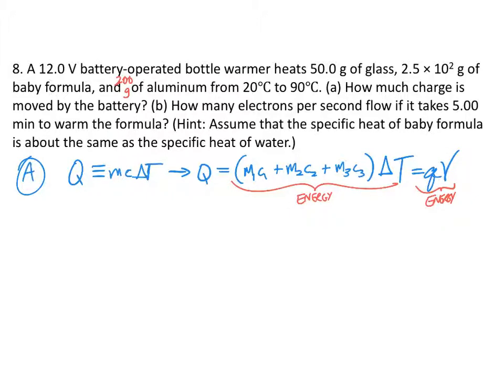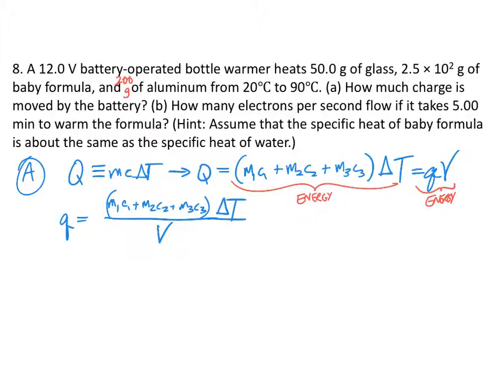All right. So we were looking for how much charge is moved by the battery. So little q, what we want over there on the right, is going to have our M1C1 plus M2C2 plus M3C3 delta T, whoops, not that T, over the voltage.